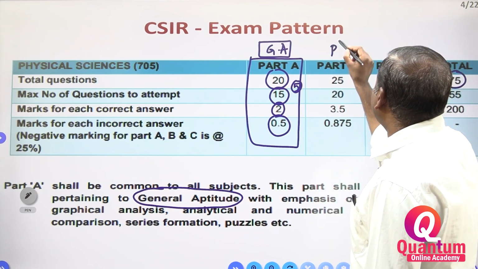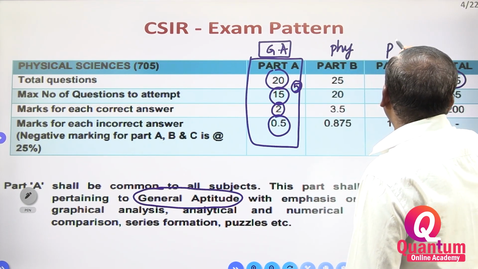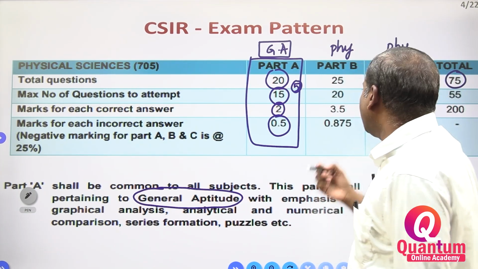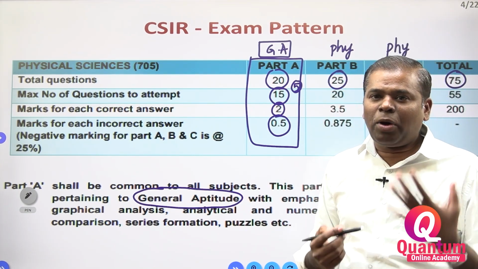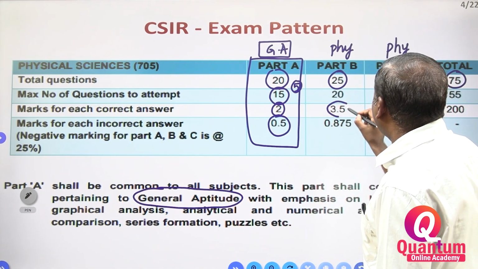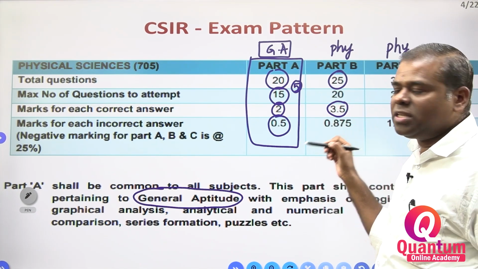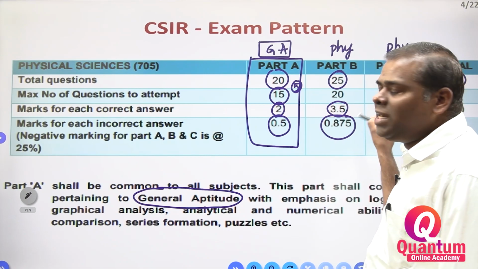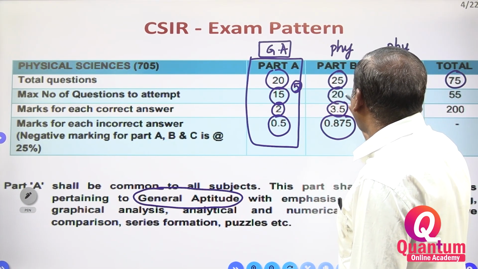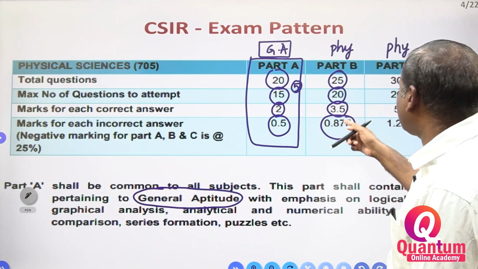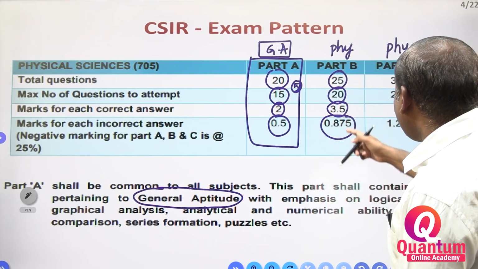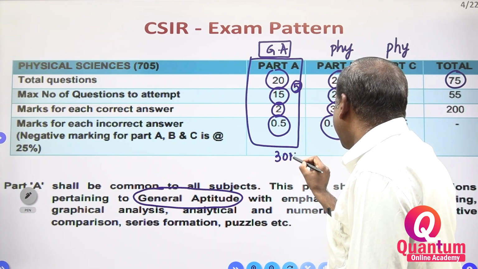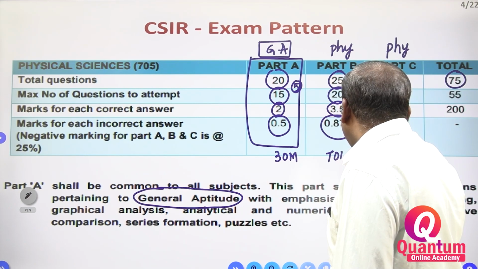Part B belongs to physics. Similarly, part C also belongs to physics. In part B, how many questions do you get? 25 questions. Each question carries 3.5 marks. Each wrong answer loses 0.875 marks. How many questions do you have to attempt? 20 questions. This is part B. Part A has 30 marks weightage. Part B has 70 marks weightage.